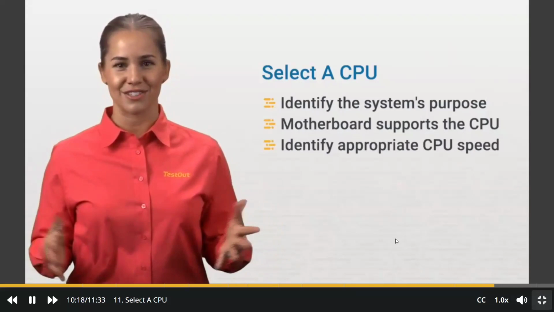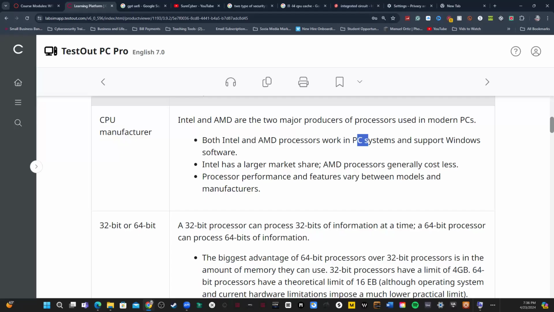All right, so let's recap these facts. Okay, we're going to recap the information. CPU, two manufacturers, Intel, AMD. They both work in PC systems and support Windows software, such as servers and things of that nature. They say Intel has a larger market share, just depends on what industry you're in. AMD processors generally cost less, still expensive.